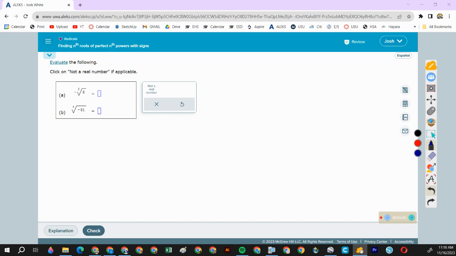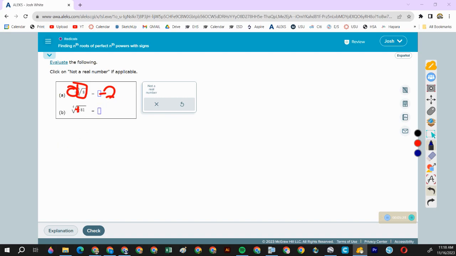Negative third root of 8. This is the number 2, and then I'm supposed to change its sign. Okay? So for the next one, we already did this. It's 3i.